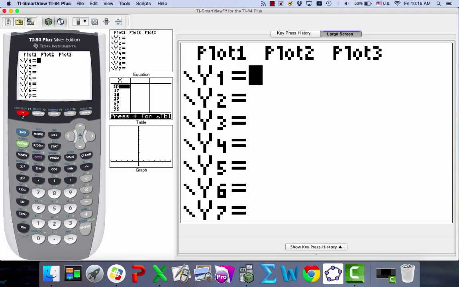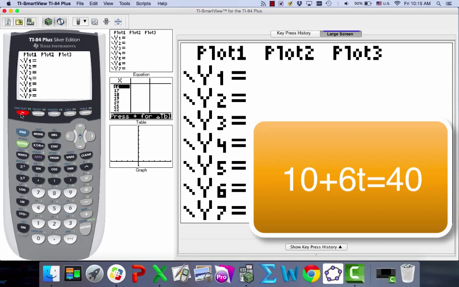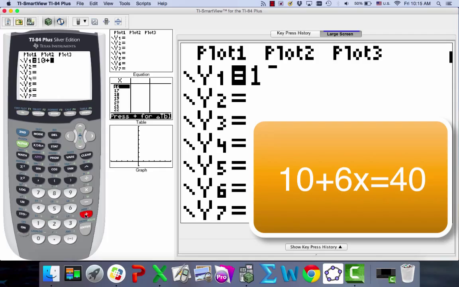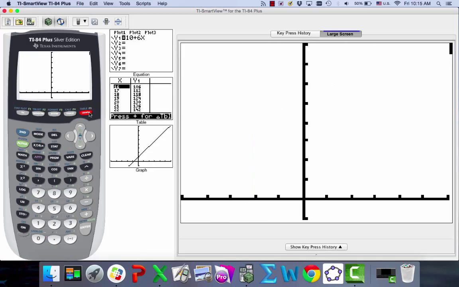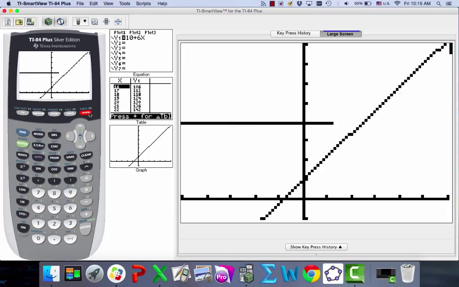Now, if we go into the y equals menu, they suggested that we graph the left side. Let y1 be 10 plus 6t, but on the calculator we're going to use an x, so 10 plus 6, and this X,T,theta,n key will give you your x. The right-hand side of the equation is 40. So we've entered those two items and set our window, so we should be good just to graph. And there we are.